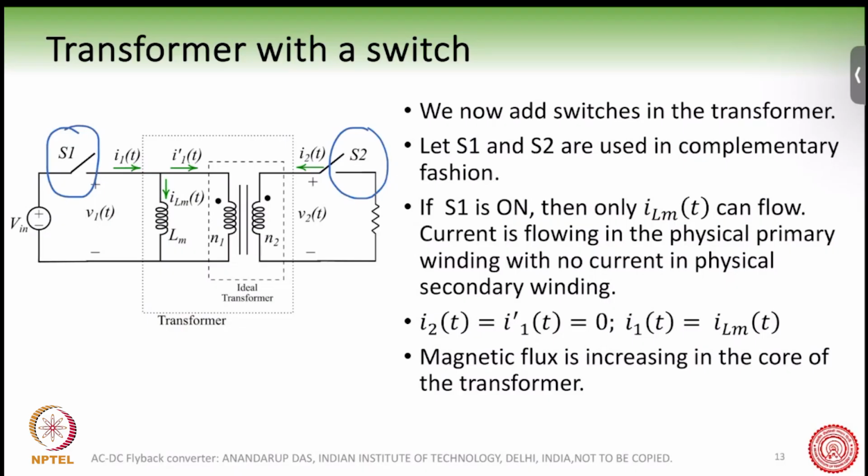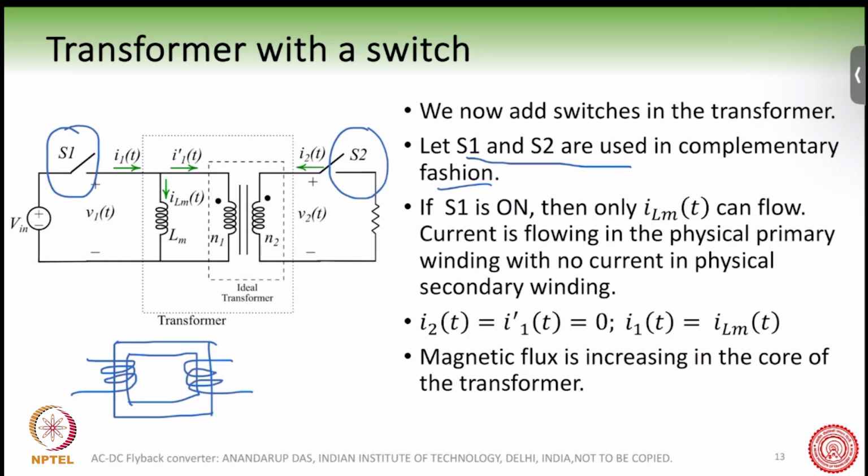So let us get a condition where we have two switches, S1 and S2, and S1 and S2 are used in a complementary fashion. So if S1 is on, S2 is off, and vice versa. Now suppose we have this transformer here. This is the core, and here is the primary, and here is the secondary, and we have one switch here, S1, and one switch here, S2.